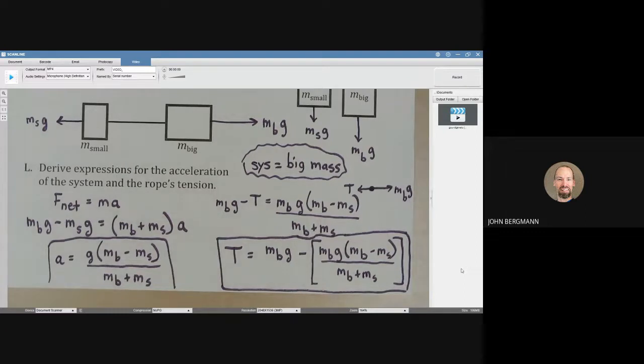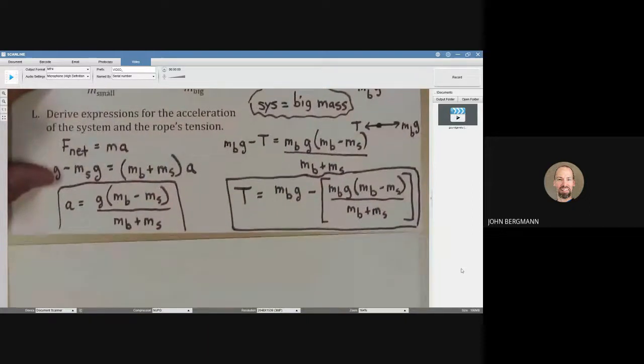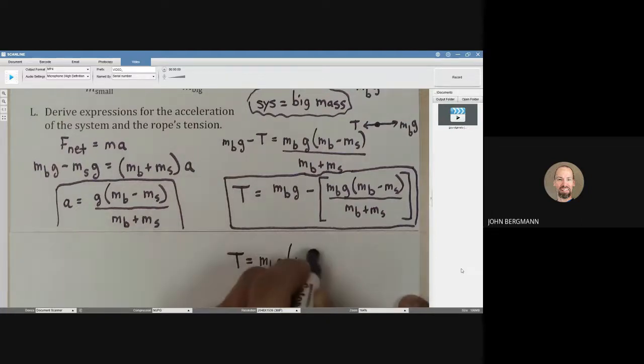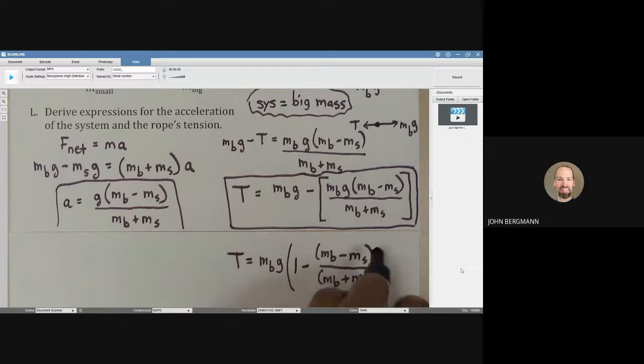Should we do that real quick, just so that we can make it look a little bit prettier? If we factor out mbg, don't we get 1 minus the quantity mb minus ms over mb plus ms, something like that. It's a little bit prettier than what we had boxed in previously, but they're equivalent.